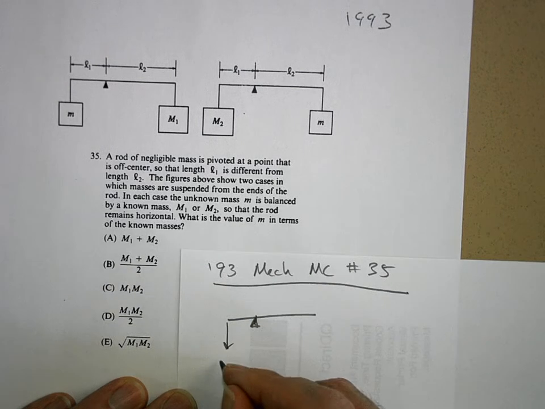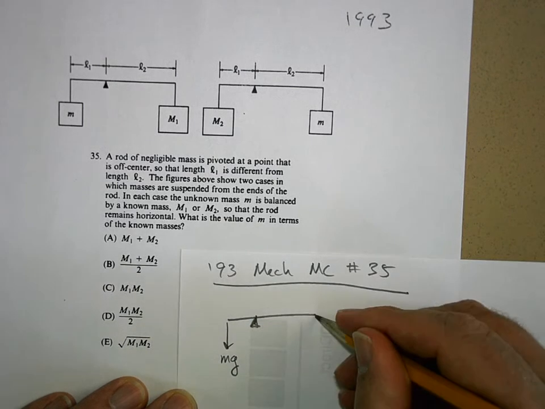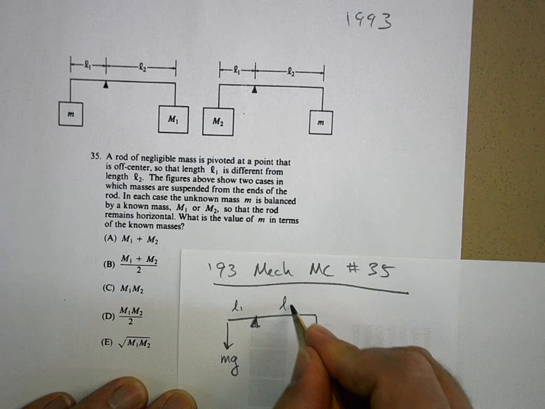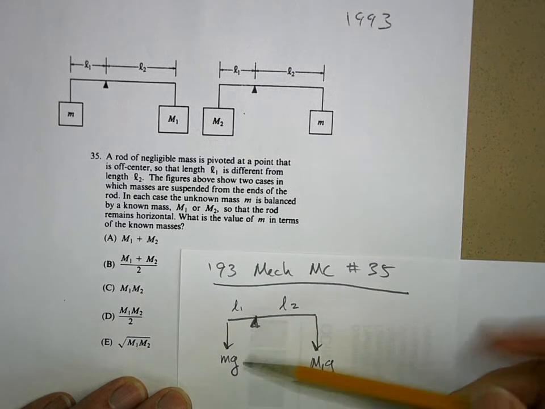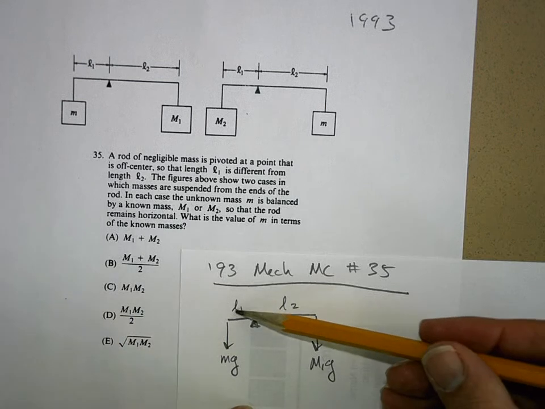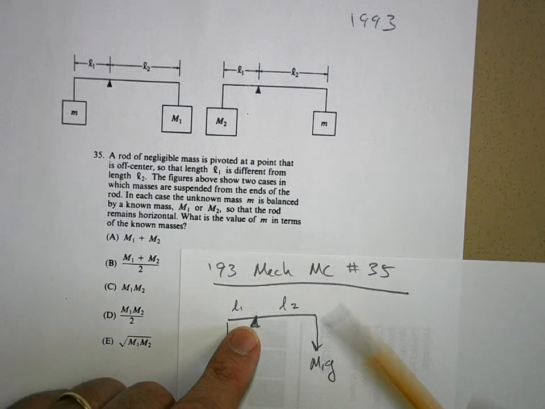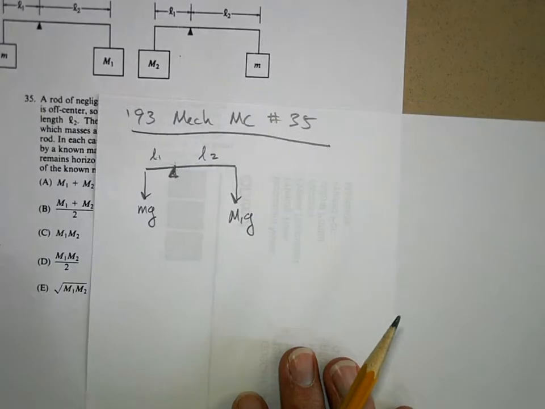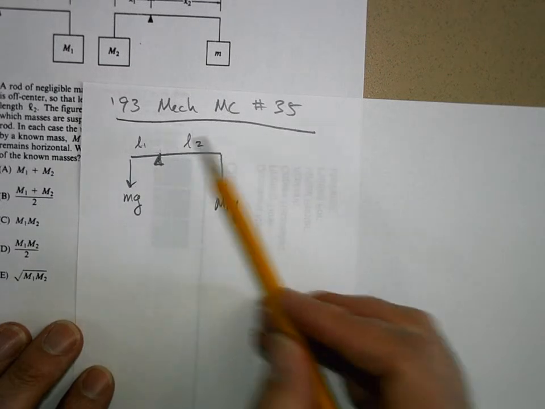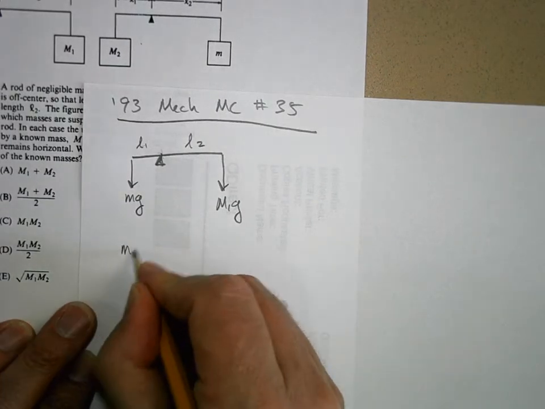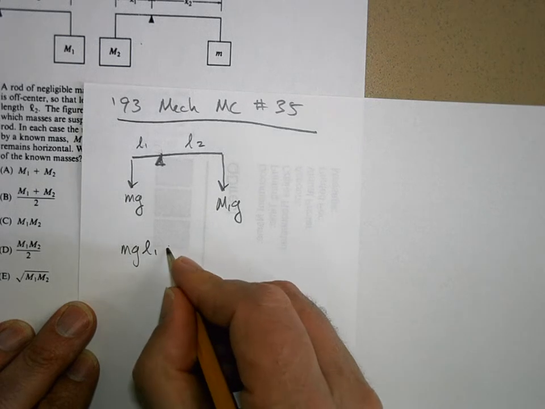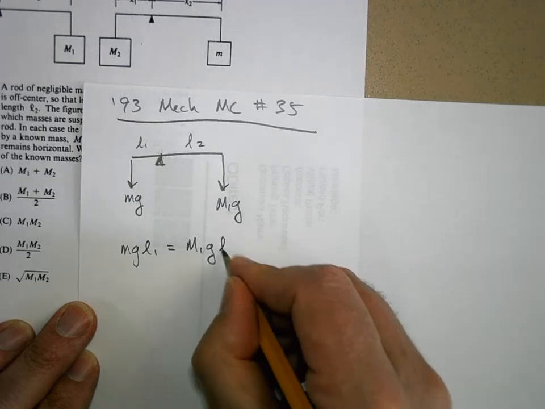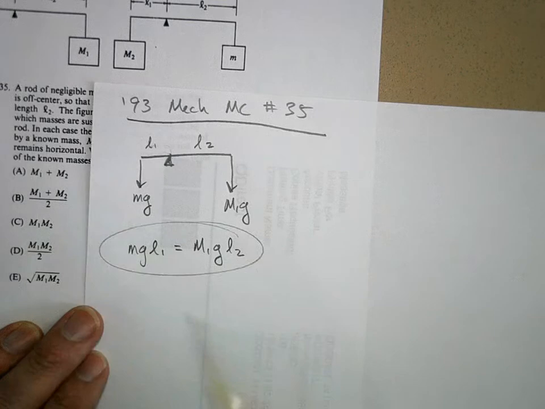I've got mg like this, and I've got m1g, and I've got L1 and L2. So the torque, this force is trying to make this thing twist counterclockwise. And M1 is trying to make it twist the other way. But it's in balance, so this torque equals this torque. So I'm just going to go mg L1 equals m1g L2. So this gives me an equation.